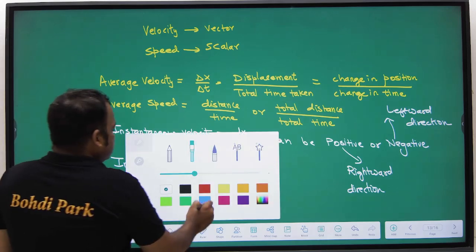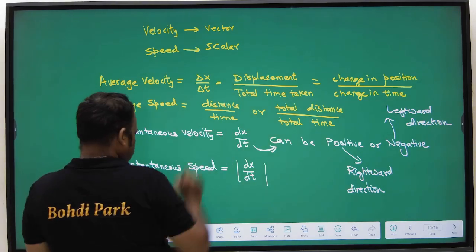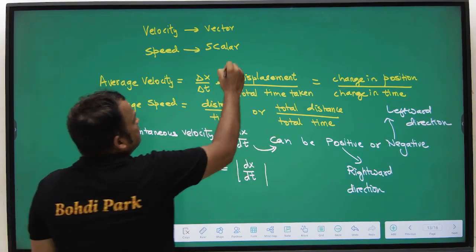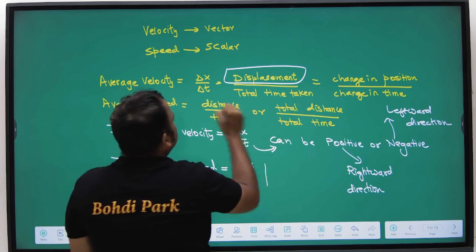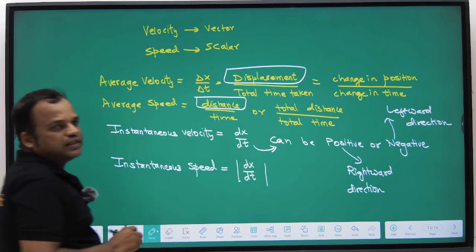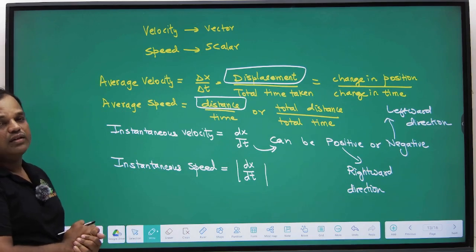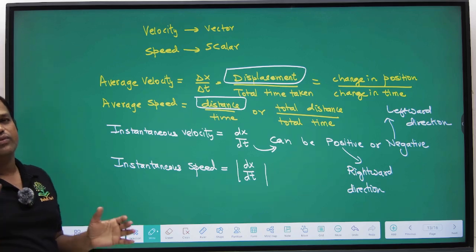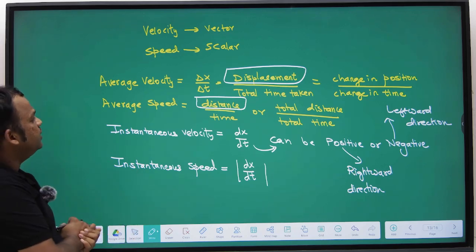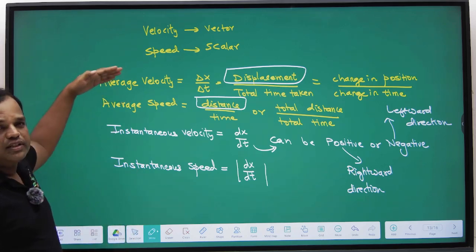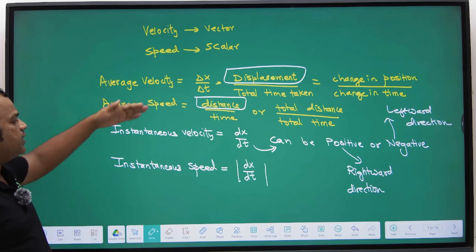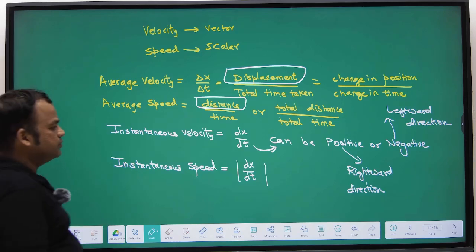Now before studying further, let's discuss what is the difference between displacement and distance. A little bit we'll talk about these two. We'll see the difference between them and a method of calculation, how to calculate displacement, how to calculate distance, and we will come back to average velocity and average speed also, and instantaneous velocity and instantaneous speed.